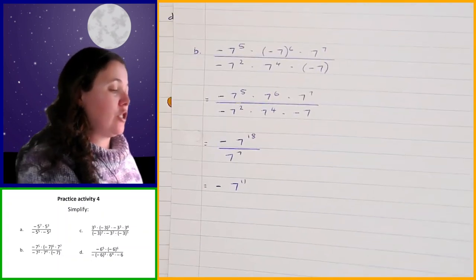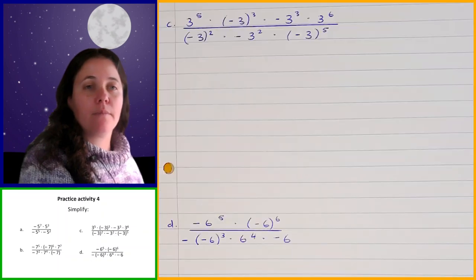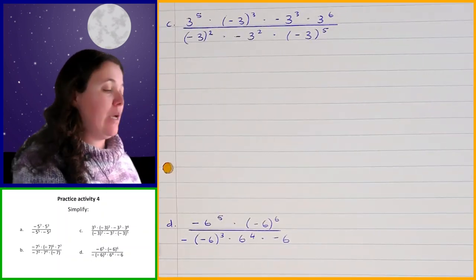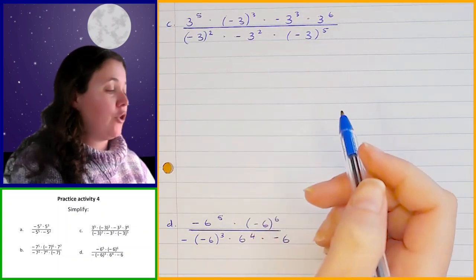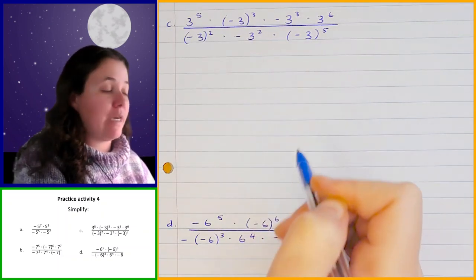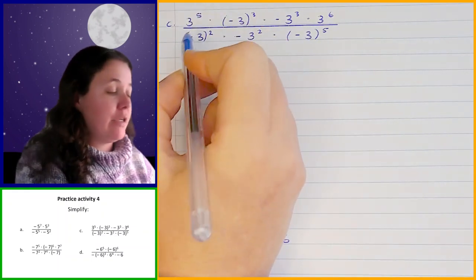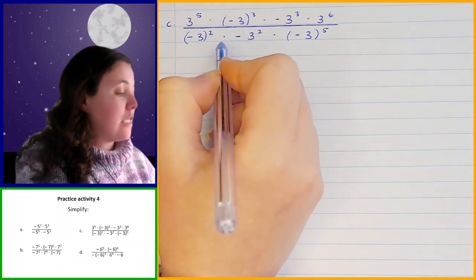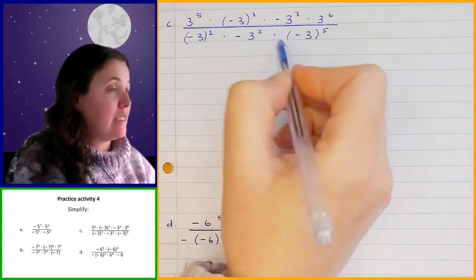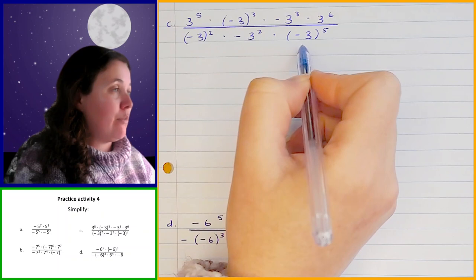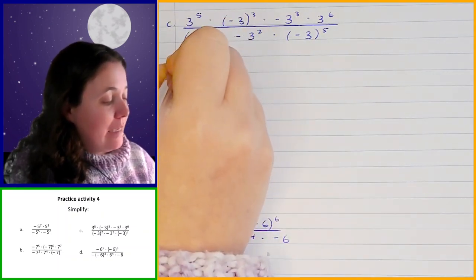Okay, now let's do question C. In question C, we have 3 to the power of 5 times negative 3 in brackets cubed times negative 3 not in brackets cubed times 3 to the power of 6. And in the denominator, I've got negative 3 squared times negative 3 squared. Again, this one has brackets and that one has no brackets. And then I've got negative 3 in brackets to the power of 5. First I'm going to simplify and drop those brackets.